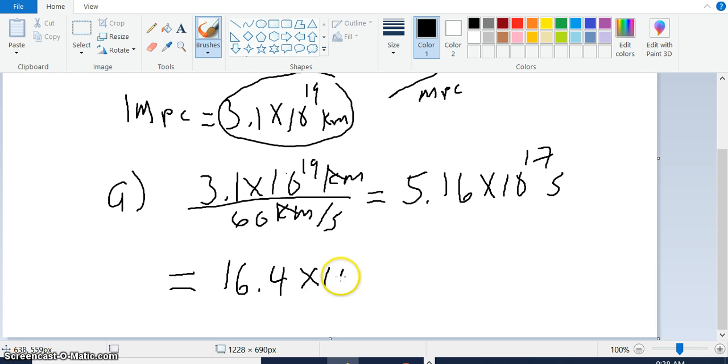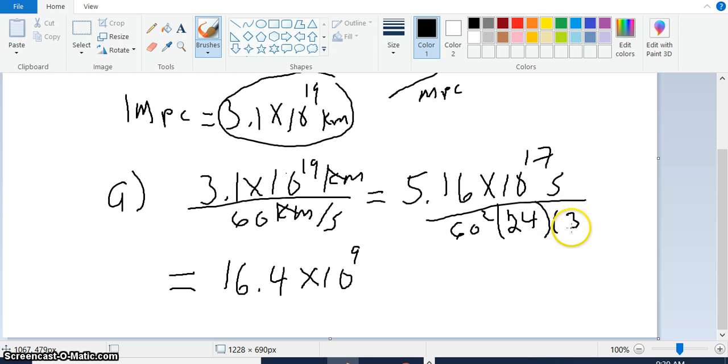16.4 times 10. So of course, how am I doing that? You divide this by 60 squared, right? Because there's 60 seconds in a minute, 60 minutes in an hour, so 60 squared, and then also divide by 24, because there's 24 hours in a day, and then also divide by 365, right? And that'll convert seconds into years, right? So that's that many seconds per year. All right, so anyhow, this will be in years.